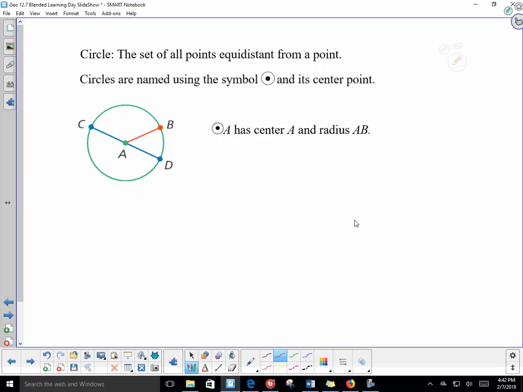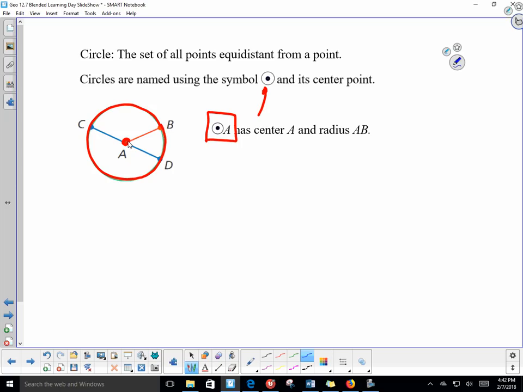So in this case, if we have a circle that has center A, then all the points on the circle are going to be the same distance from that point A. Circles are named using this symbol here and its center point. So we would call this circle A using that symbol. That means that the circle has center A, and what would the radius be?